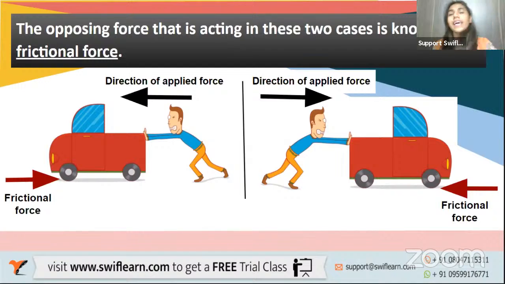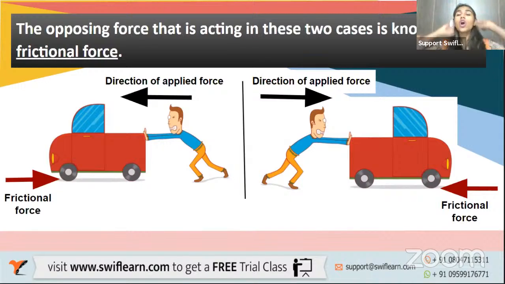Now forces, there are two types of forces, okay? There is contact and non-contact force. Contact force means two objects, when they apply force on each other, it should be in contact with each other. Example, frictional force. Frictional force will only work when the object is in contact with the other surface. Then only frictional force will be applied.